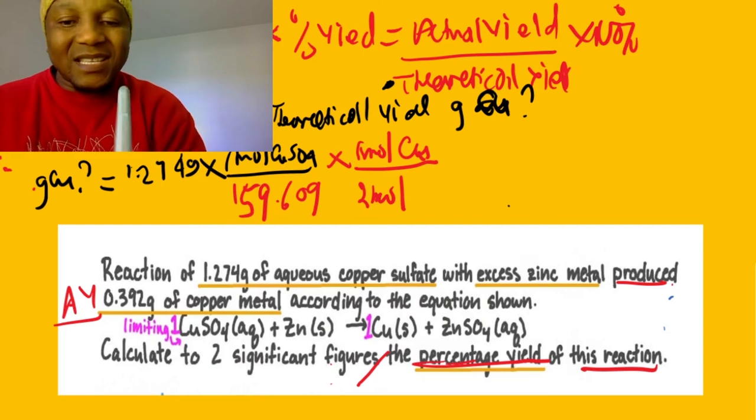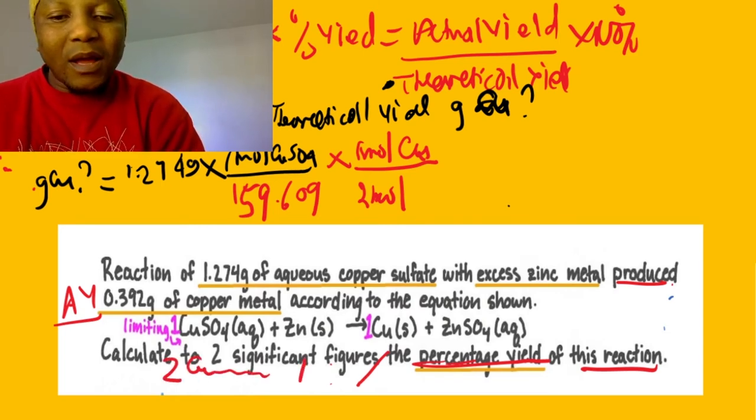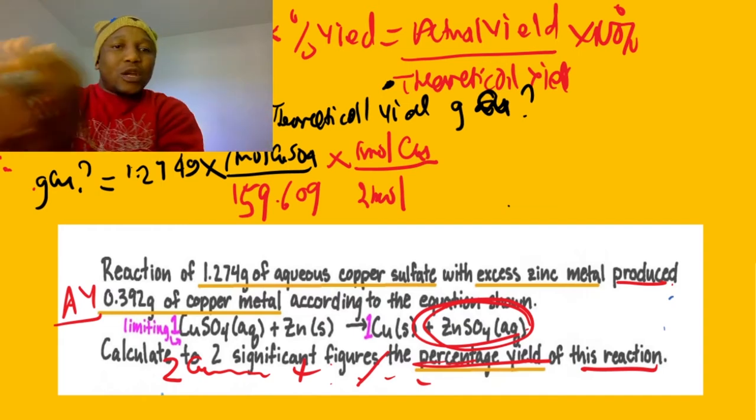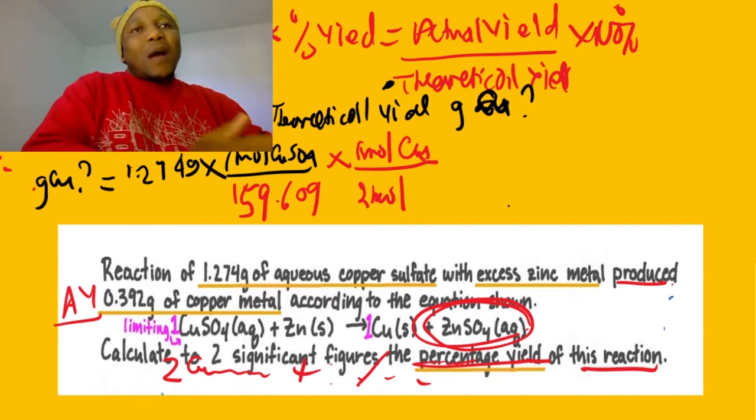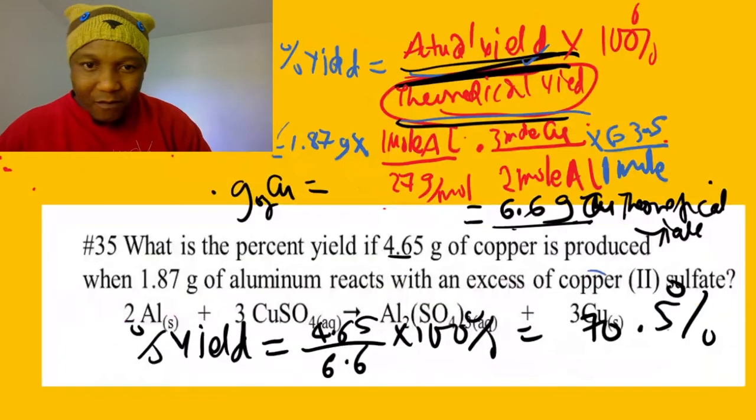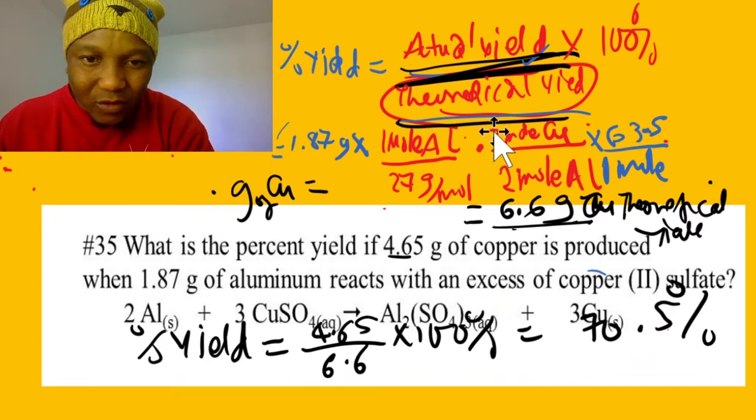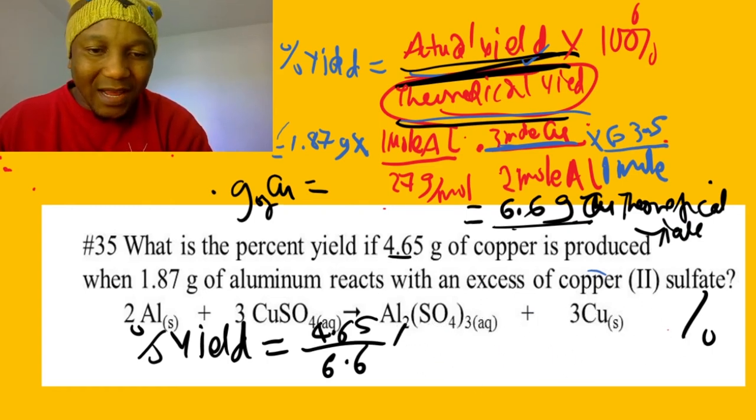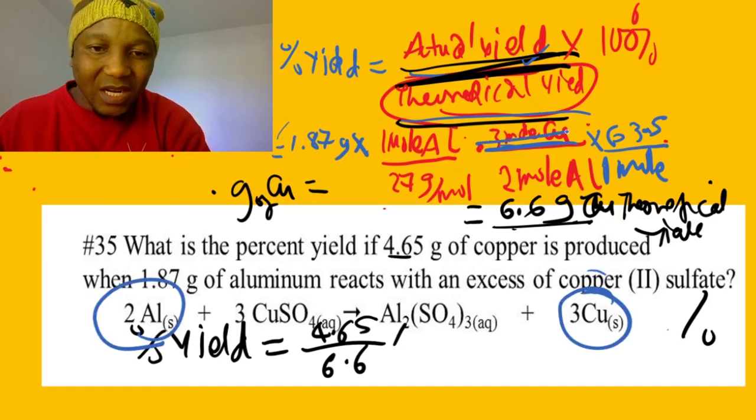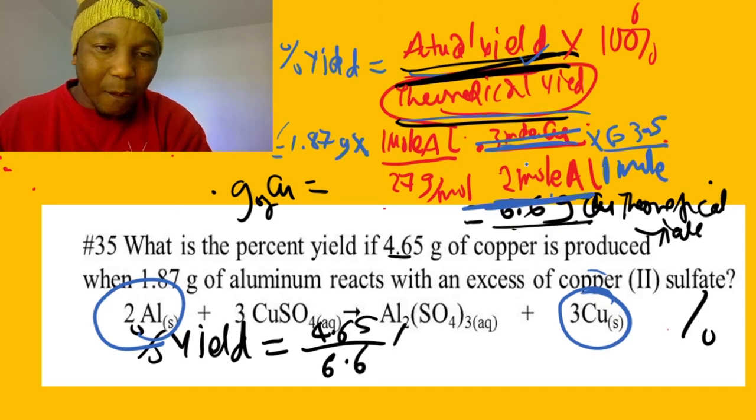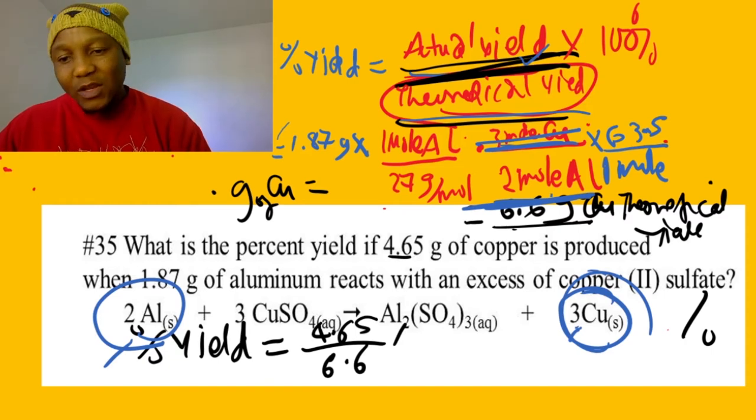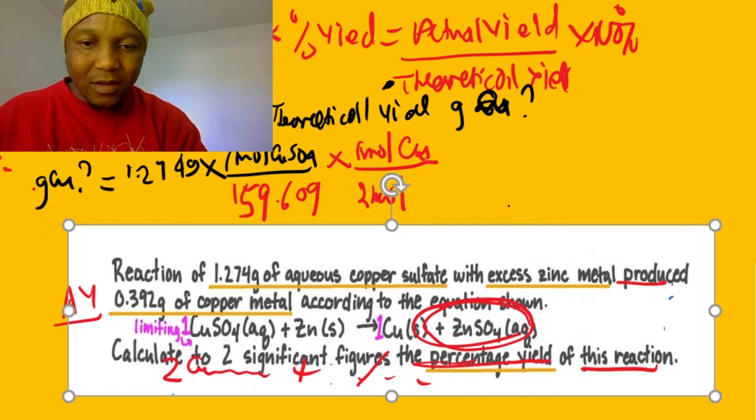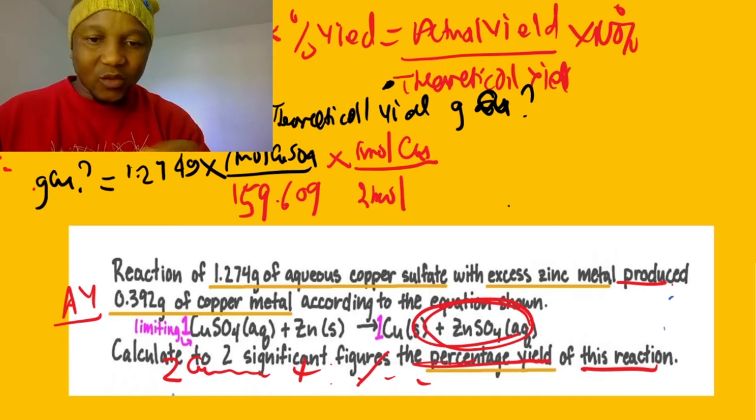See what I'm saying? Like I said before, just in case we had a question with, let's say, two reactant moles, you put the moles as you saw in a previous question. It was three copper divided by two aluminium, because the numbers of moles were different in the products and reactants. For this case here, it's just one for each, meaning one mole of what we produce, copper.